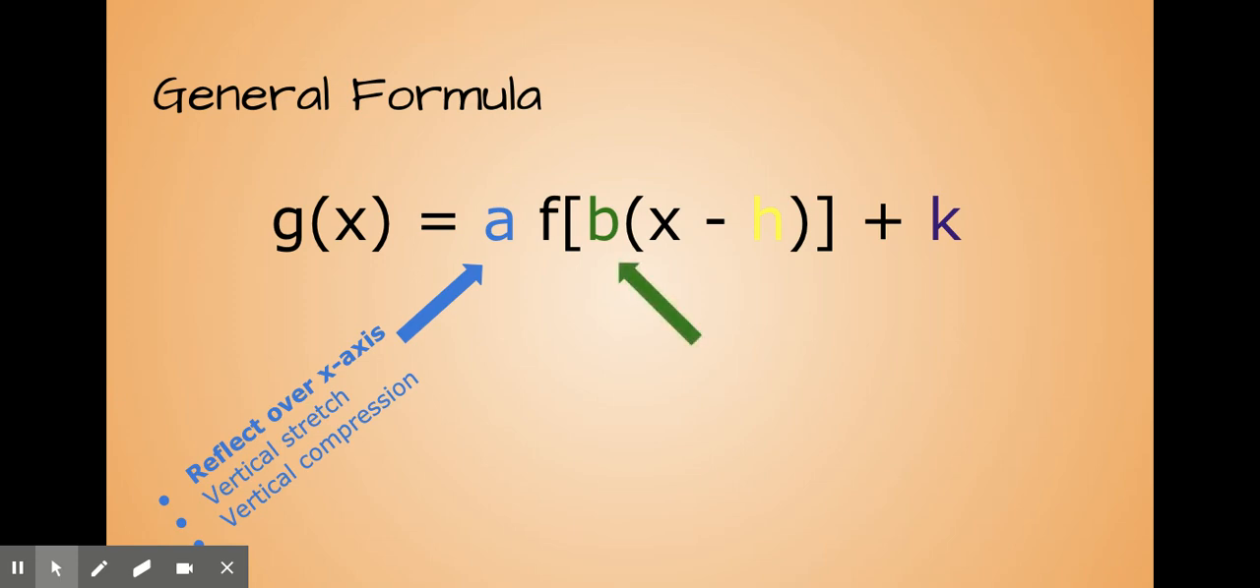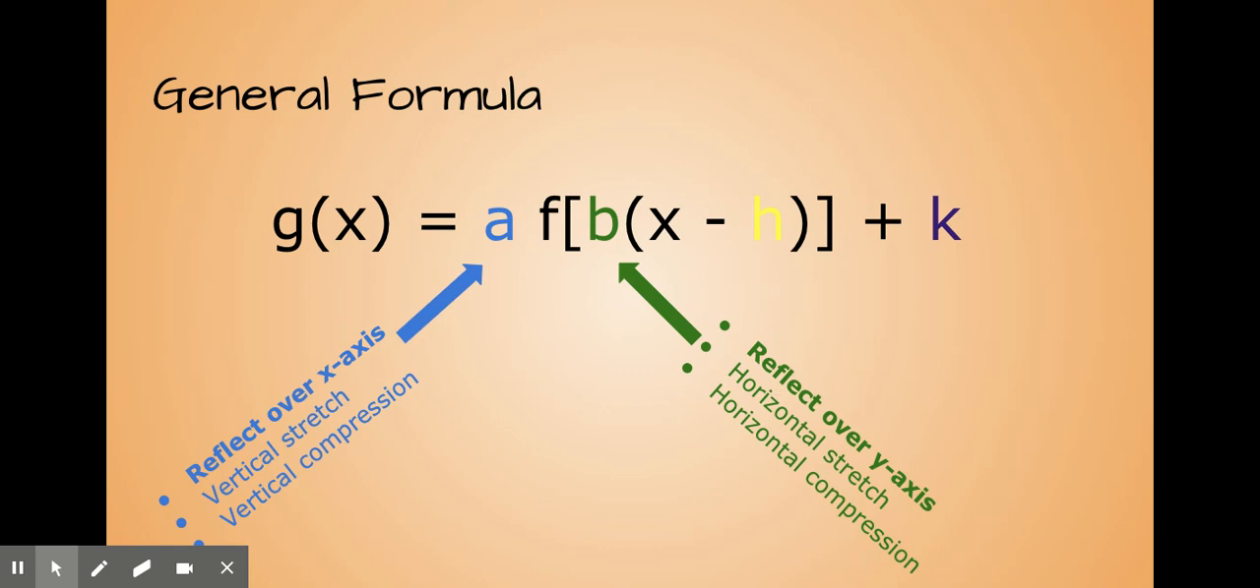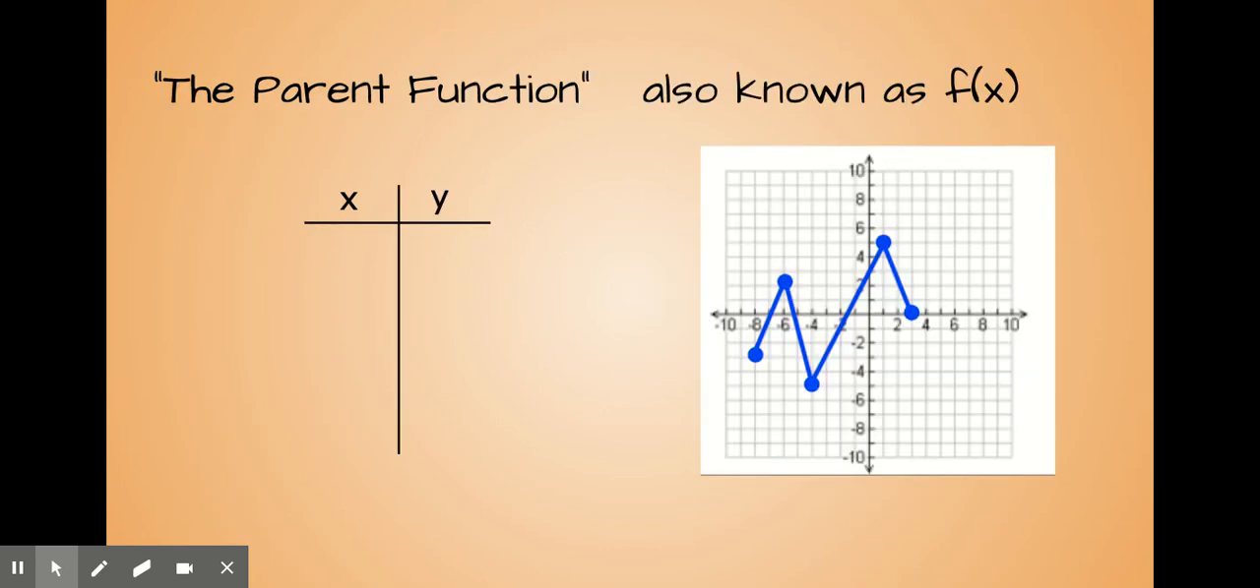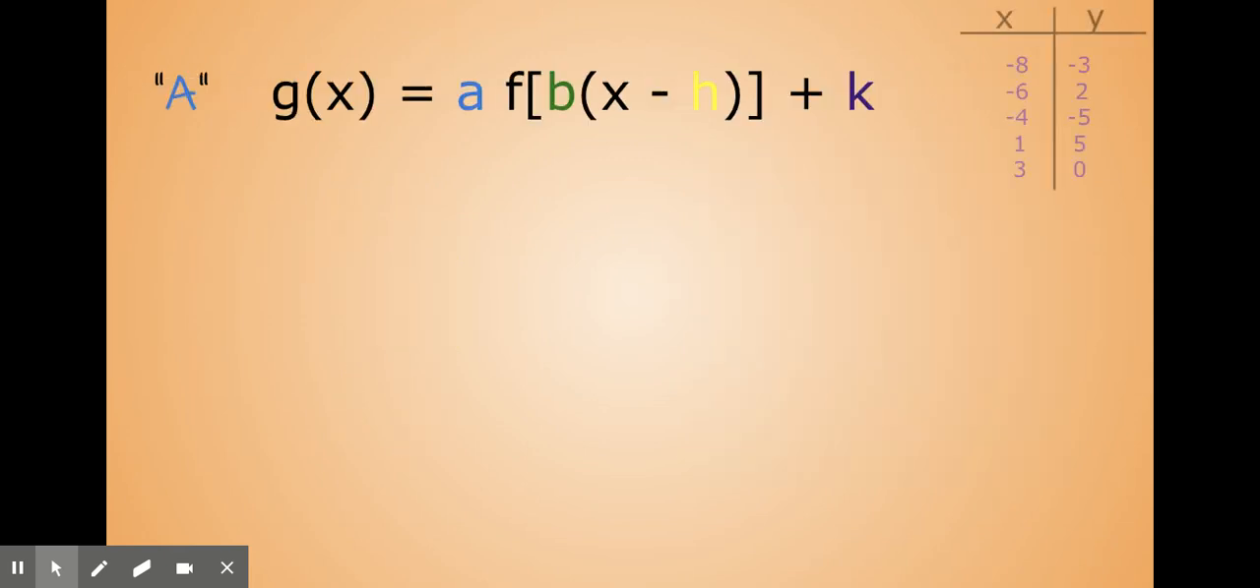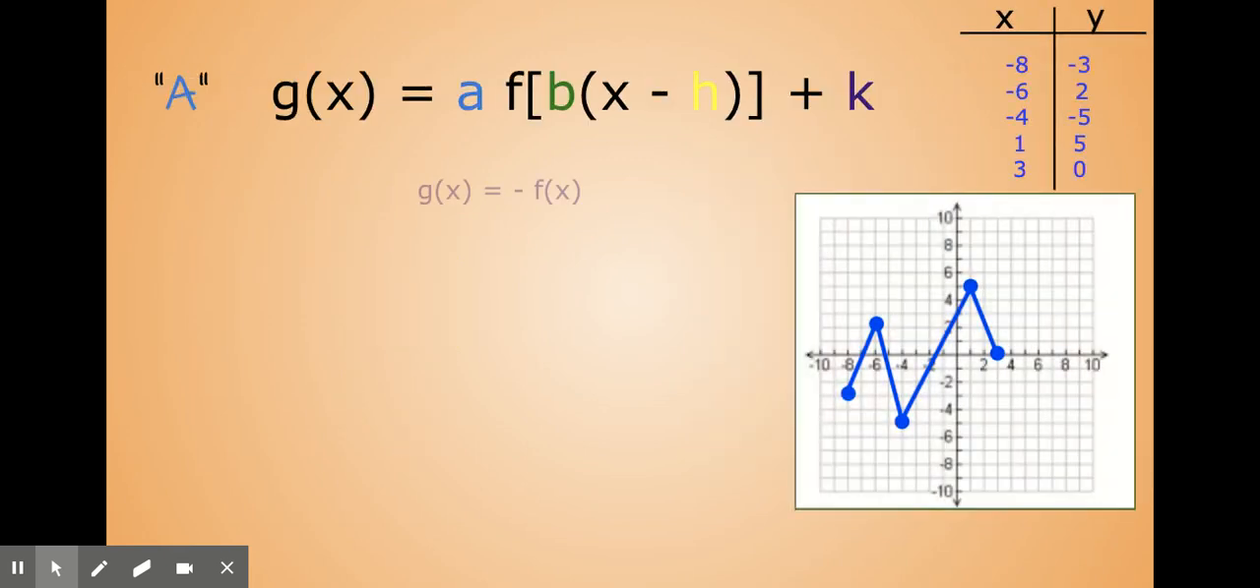And then we also remember that b does a reflection over the y-axis, a horizontal stretch or compression, and today we're going to focus on the reflection over y-axis piece. So here's going to be our parent function that we're going to look at in these notes. Here are the points associated with that parent function. Okay, so here are my points in my parent function.